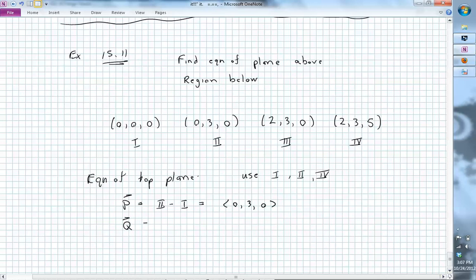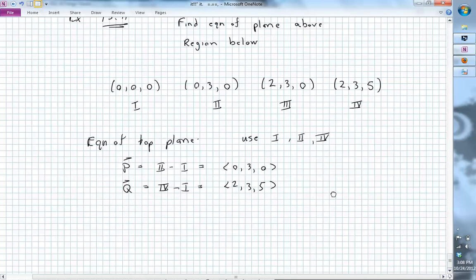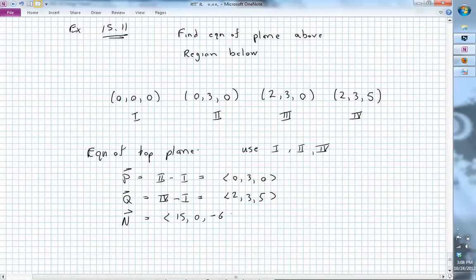And the other one we'll call Q, and that's going to be 4 minus 1. And that's going to be just 2, 3, 5. Yep, okay. Build the normal vector. So that's the cross product. So what, 15, 0, negative 6? Yeah.